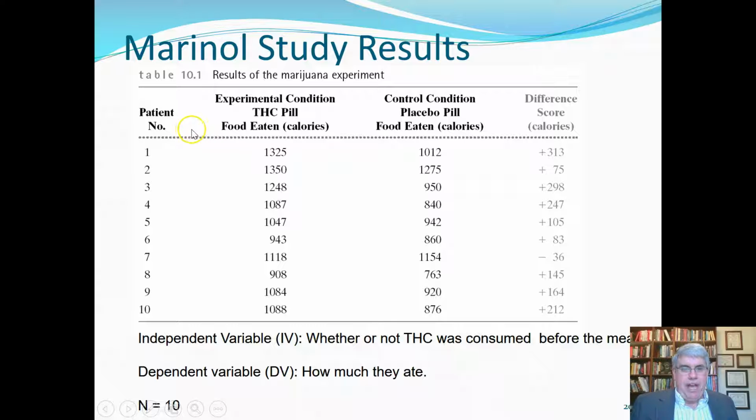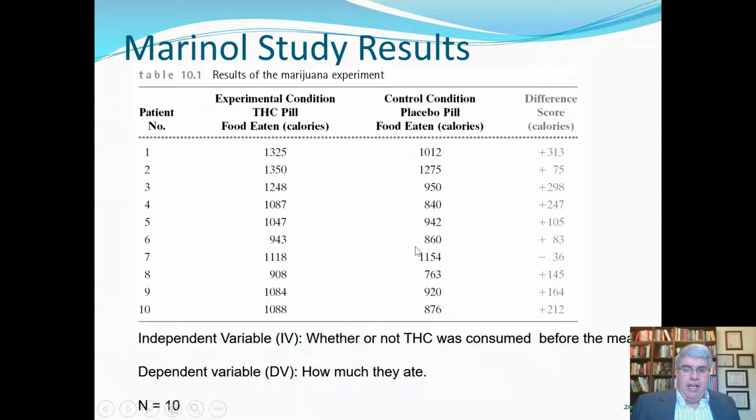So here we have the results. In each line is a patient, and each column is a variable. So we've got the patient number, the number of pills that they ate with the THC pill, the experimental condition, and then here we've got what they ate without the THC pill, when they got the placebo pill, and here's the difference. If they ate more with Marinol, they got a positive score, and if they ate more with a placebo, they got a negative score.